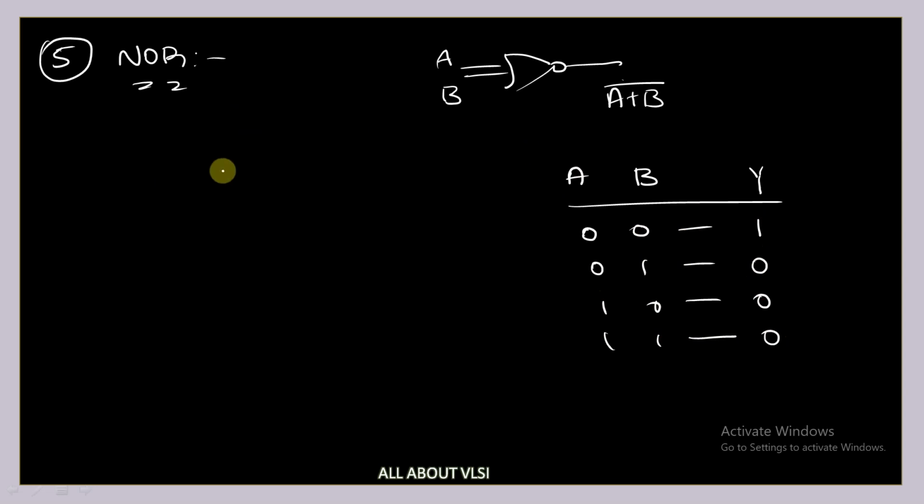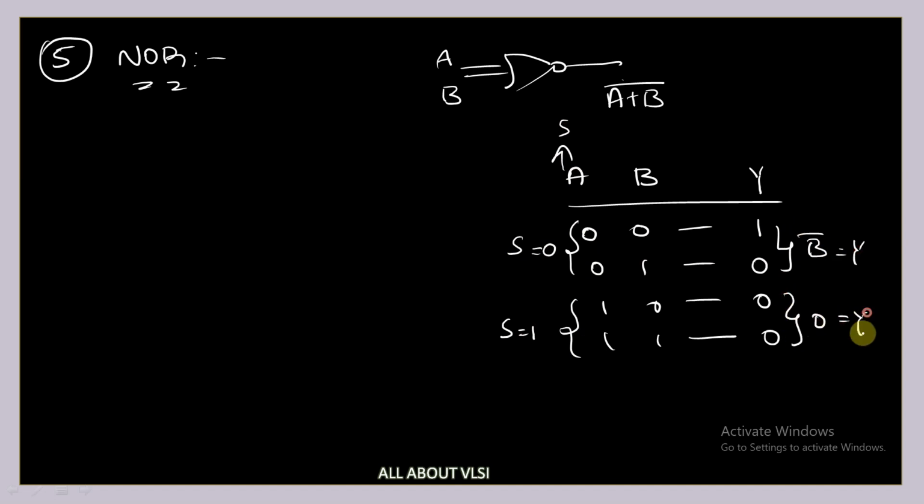Now, coming to this, let's say this is S, the select line. Here S is equal to 0 and here S is equal to 1. If S is equal to 0, we are getting the complemented version, that is B bar, and here we are getting 0. This is your Y. In this case, Y is equal to 0.